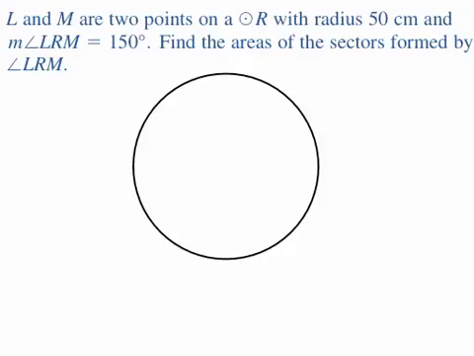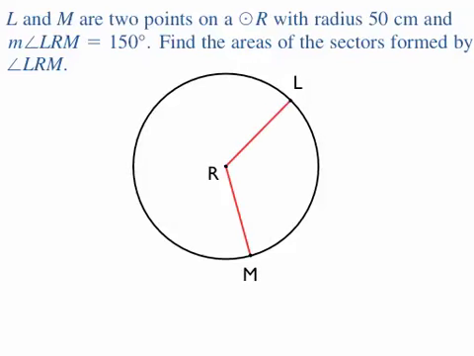This next example says L and M are 2 points on circle R with radius 50 centimeters, and the measure of angle LRM is 150 degrees. Find the areas of the sectors formed by angle LRM. First thing, I'm going to go ahead and draw a diagram. I already have a circle on this slide. The center is R, and it tells me I have 2 points, L and M.